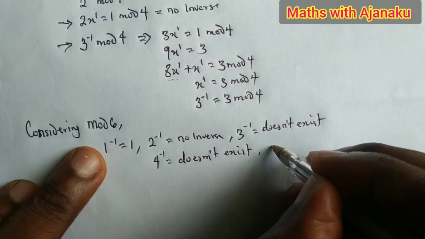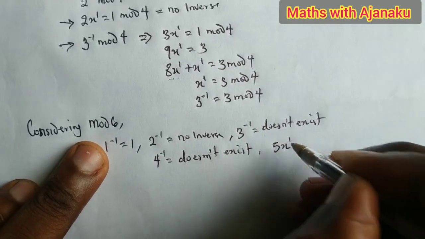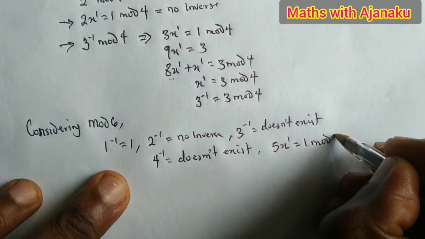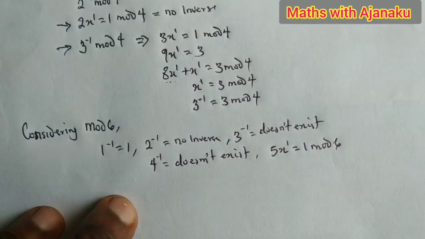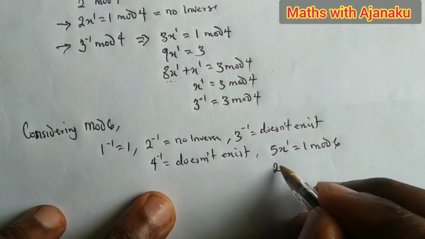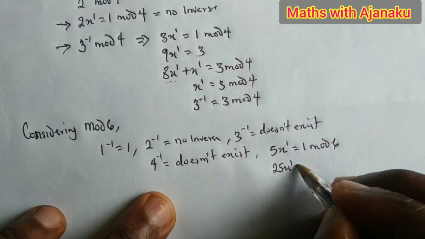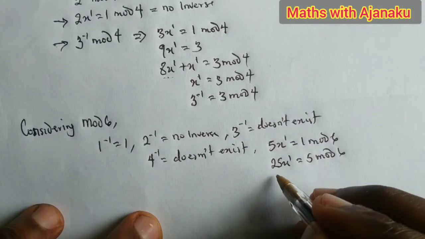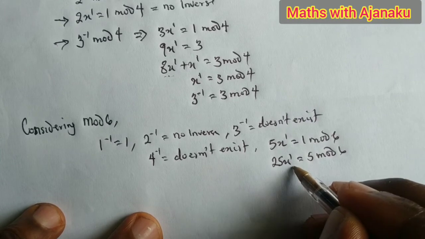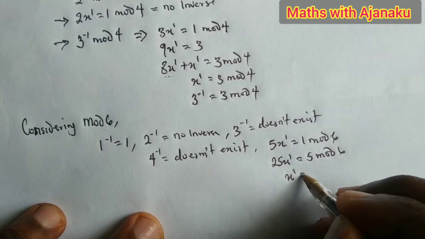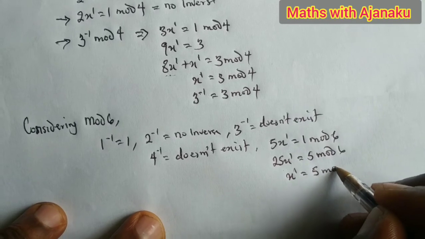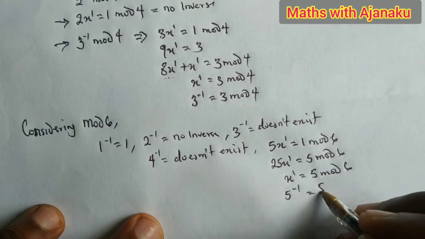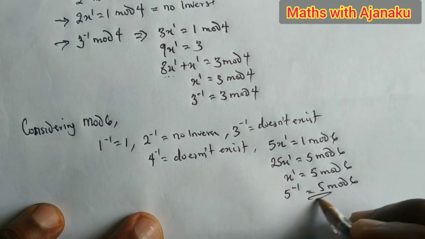But that of 5, which is 5x' equal to 1 modulo 6, if we multiply through by 5, this will be 25x' is equal to 5 modulo 6. And then you also notice that this is 24 plus x', so x' is equal to 5 modulo 6. So here, the inverse of 5 is equal to 5 modulo 6. I hope that is very clear.